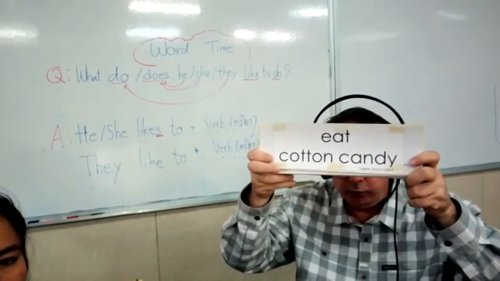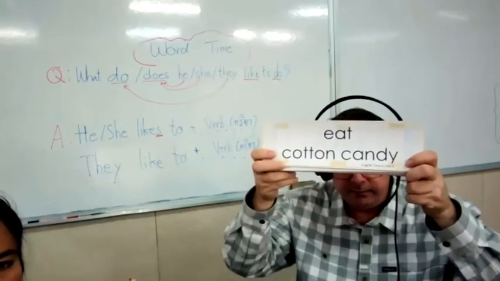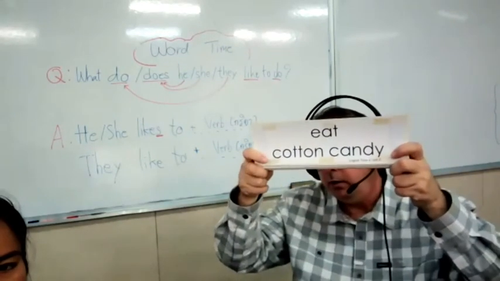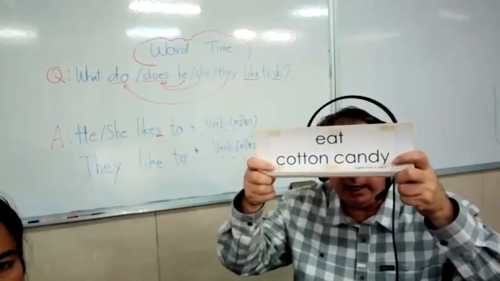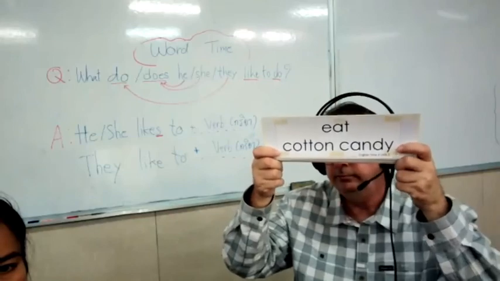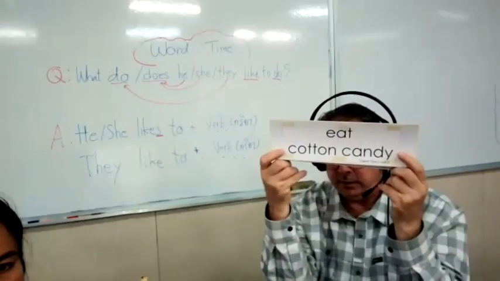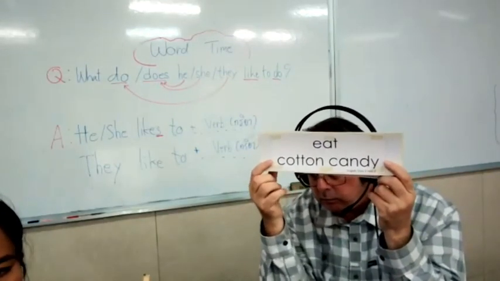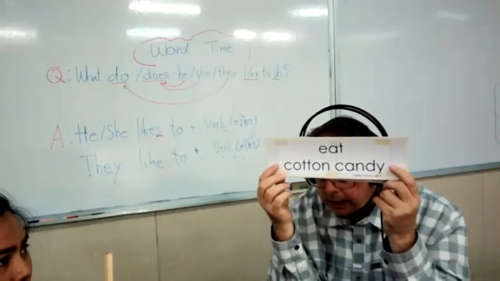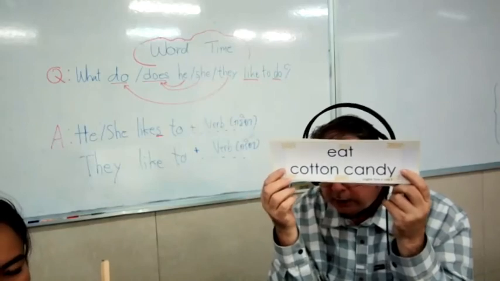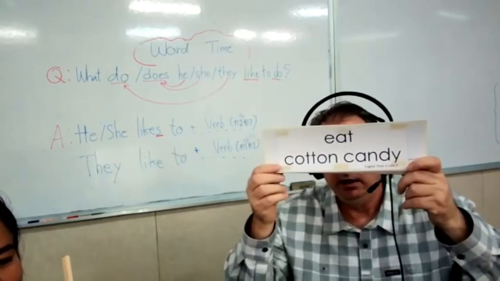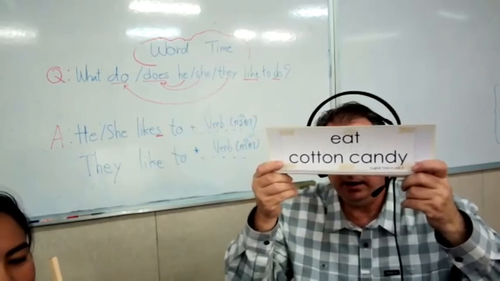The last one, nine. Say no. Do you like to eat cotton candy? Do you like to eat cotton candy? Answer no. No. Not hearing anybody. Nine. Can you ask the question again? Do you like to eat cotton candy?